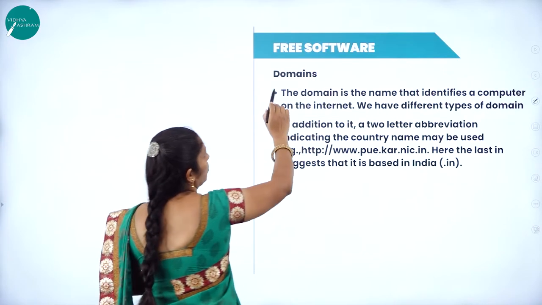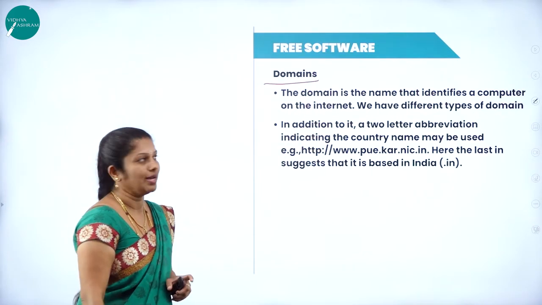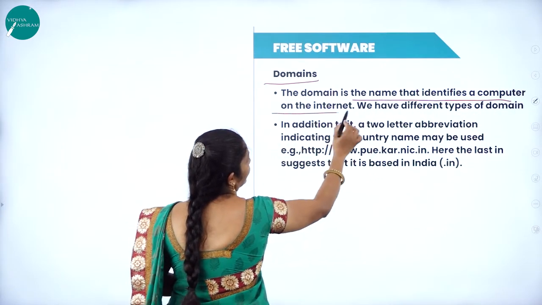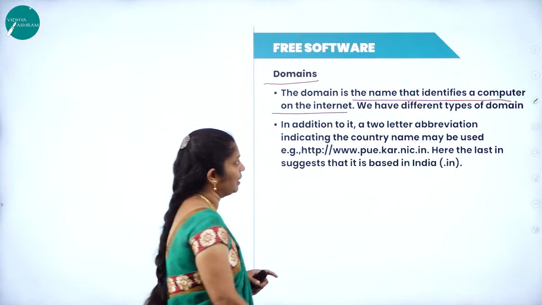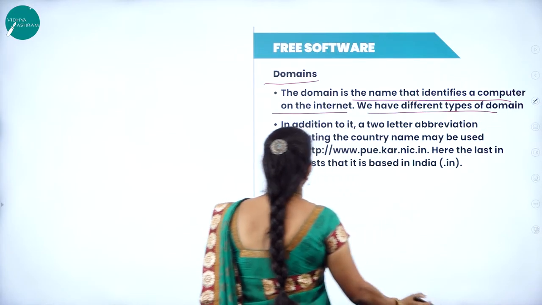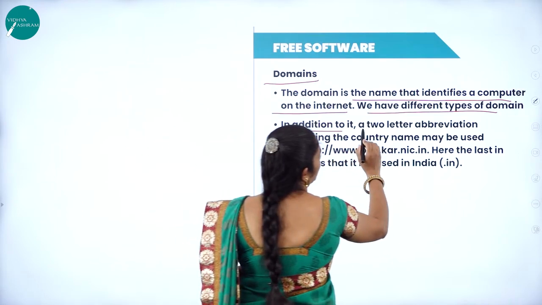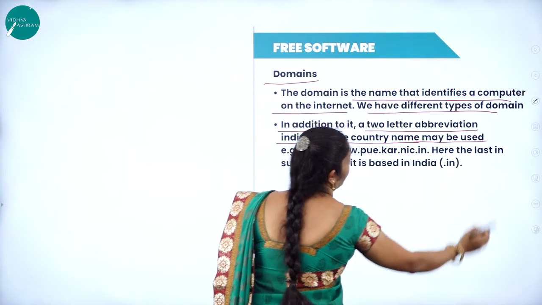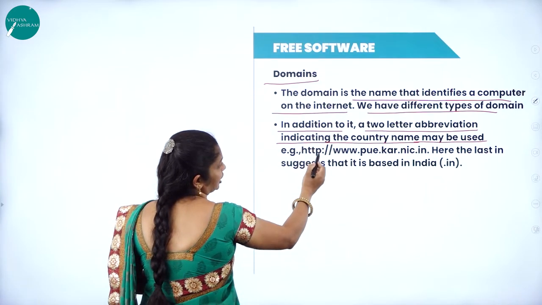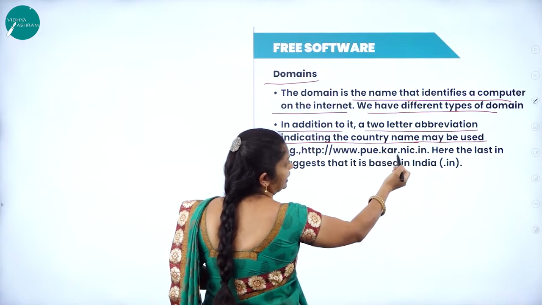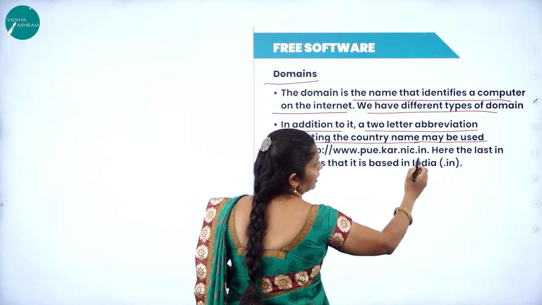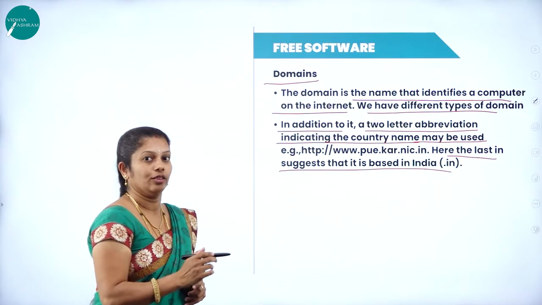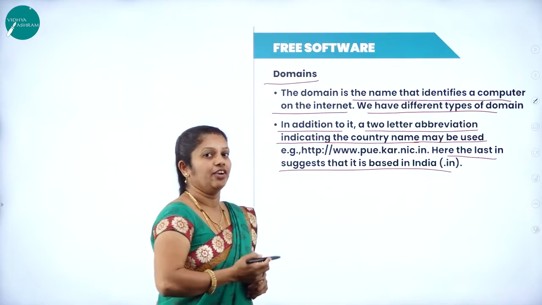Next, we'll move on to domains. What exactly does the domain say? The domain is the name that identifies a computer on the internet. Which computer are we using? The domain name. We have different types of domains. In addition to it, a two-letter abbreviation indicating the country name may be used. For example, HTTP www.pue.karnataka.nic.in. Here, the last part suggests it is based in India, .in or .org, like that it will represent.